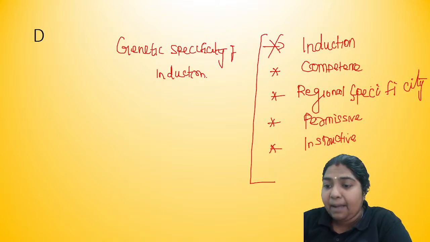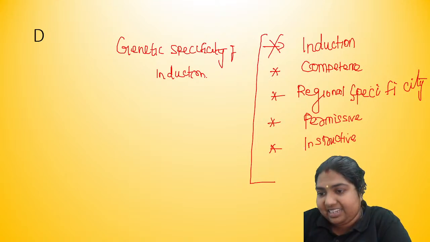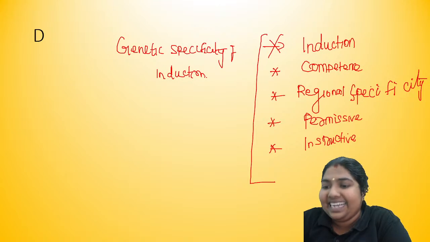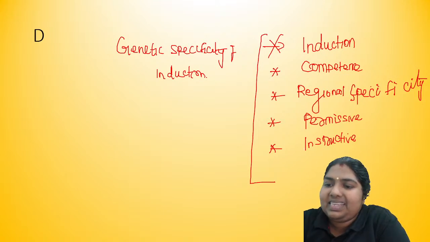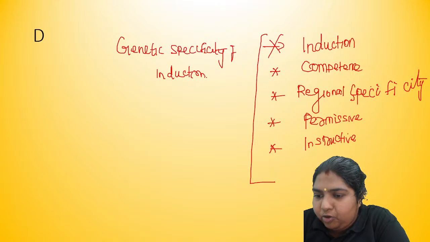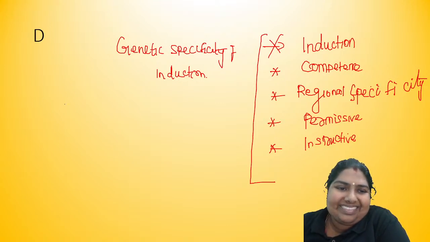What is the example that clicks your mind regarding the genetic specificity of induction? Induction is of a different type, isn't it? Yes. So we have studied lateral induction. Like that, it is going to be the genetic specificity of induction. Come on guys, think and let me know. Which good example do you remember? Do you remember the newt example?